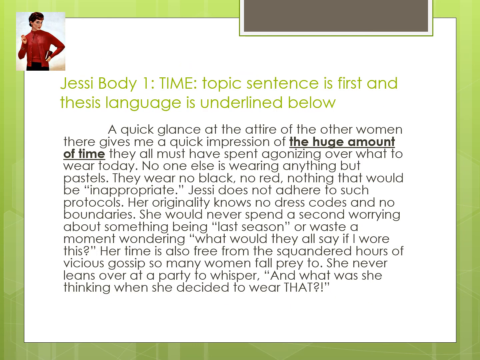So let's look at paragraph 2, the time paragraph. In the first sentence, the word time should appear somewhere, or a very close synonym. And I've underlined it here. It is very close to the top of the paragraph in that first sentence. Okay, so see the huge amount of time they all must have spent agonizing over what to wear today. The rest of that paragraph, every sentence in there has to be supporting the idea that Jessi saved time. Every sentence helps to prove that time is something that she saves.